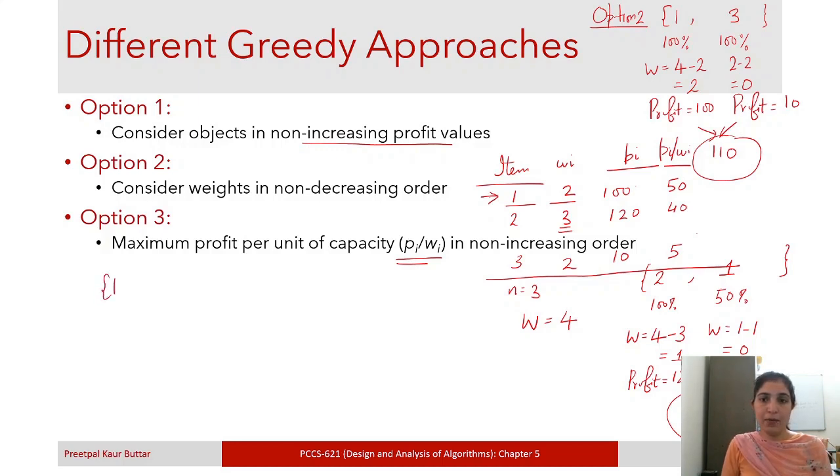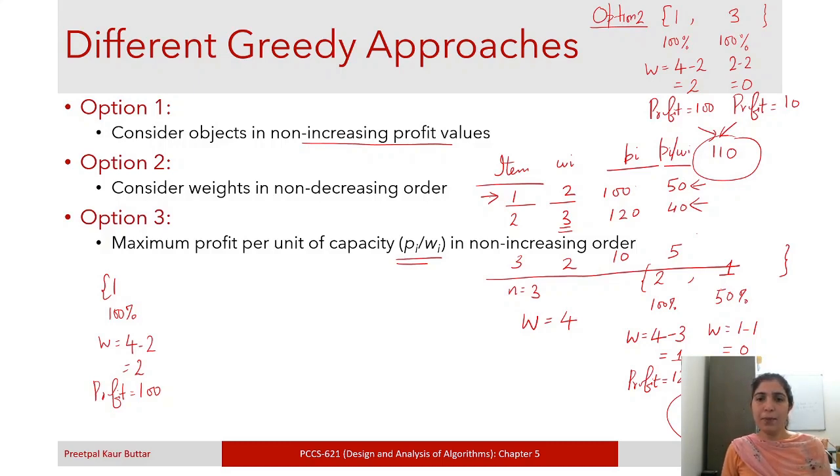So we will pick item 1 and 100% of it will be picked, and the weight we are left with is 4 minus 2, that is 2, and the profit which we are getting is 100, right? So this is done, and we move to the next item which we can pick, item number 2, right? It is giving us profit equal to 40 for each unit of item 2.